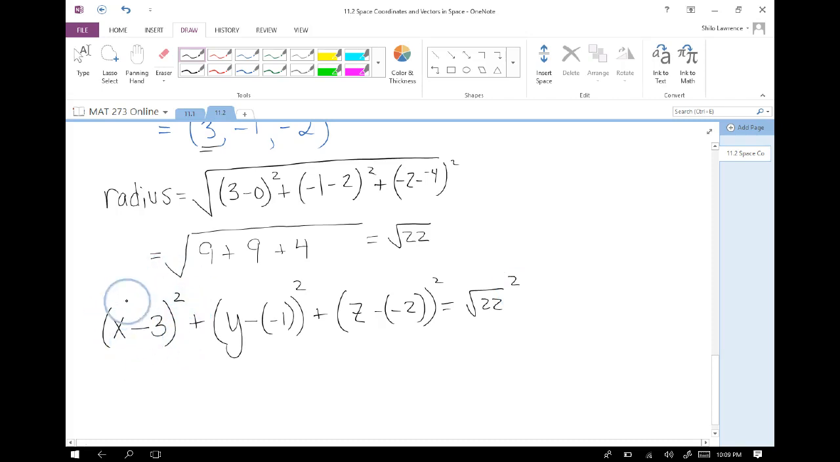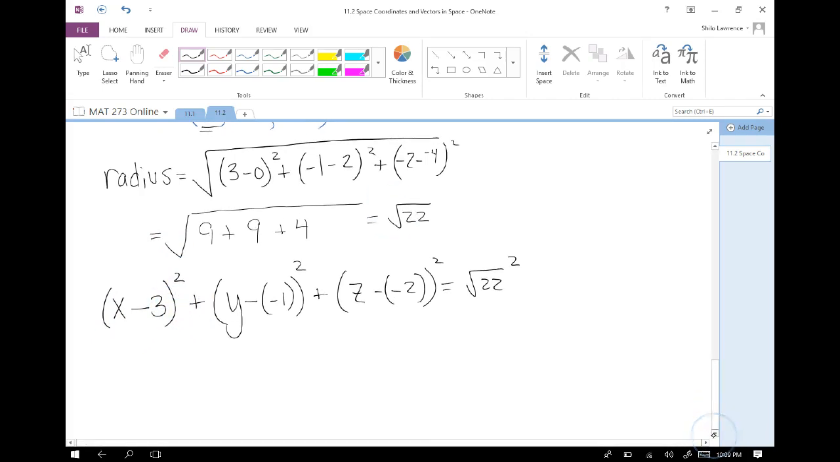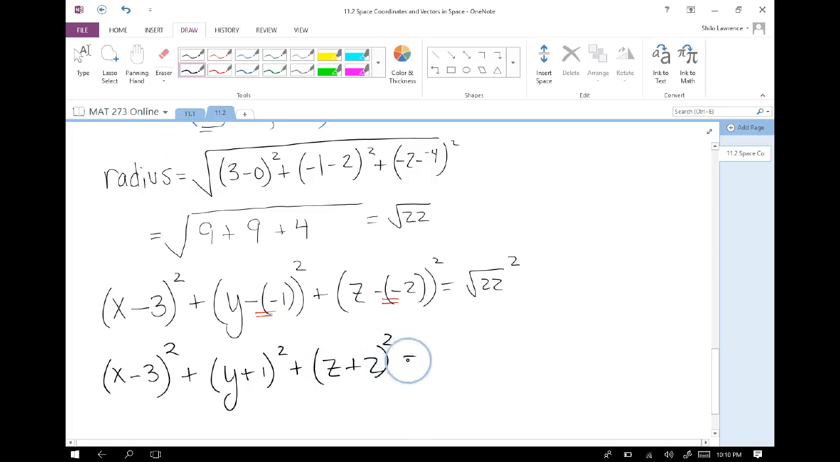You don't need to FOIL these out. We want to keep this in just like standard graphing form because it's easier to see what the center and the radius are, and it's easier to graph it when we explicitly know those values. What we can do though, just to clean this up a little bit, we've got minus a negative. We can change those to pluses, and I've got a square root squared, which those two will cancel each other out. So our final answer, the equation for this sphere, is x minus 3 squared plus y plus 1 squared plus z plus 2 squared equals 22.